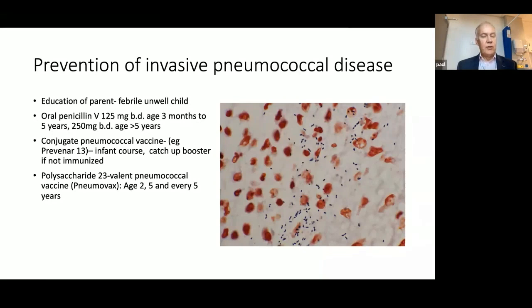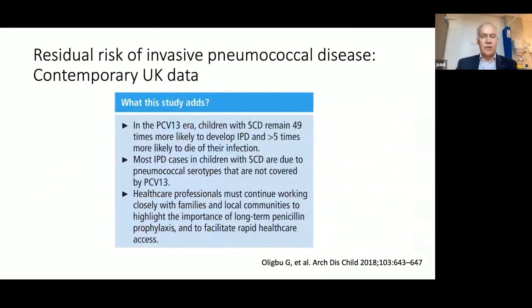And we also include, specifically for children who are susceptible, including children with sickle cell, an additional vaccination called Pneumovax, which is a polysaccharide vaccine, and that has a wider coverage of different types of pneumococcus. In our service, we give that at the age of 2, at the age of 5, and then every 5 years.